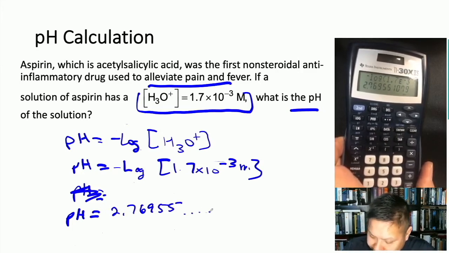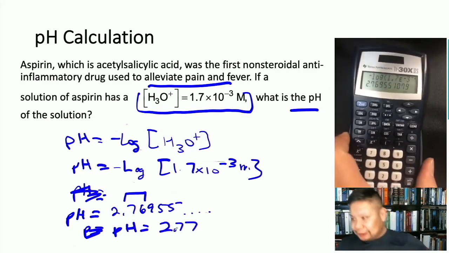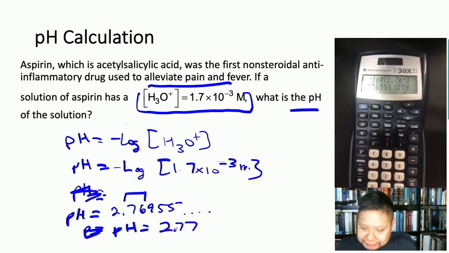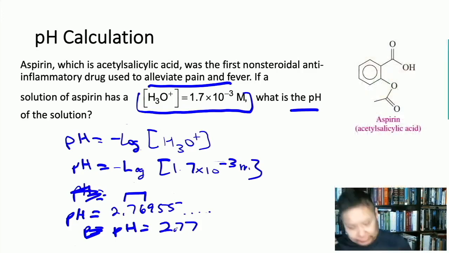So we need to do 2 sig figs, which means that we end off right there. So pH equals 2.77. That's the pH of a solution of aspirin that has a hydronium ion concentration of 1.7 times 10 to the negative 3 molar. Pretty simple stuff. So let me close the calculator down real quick here. There we go.